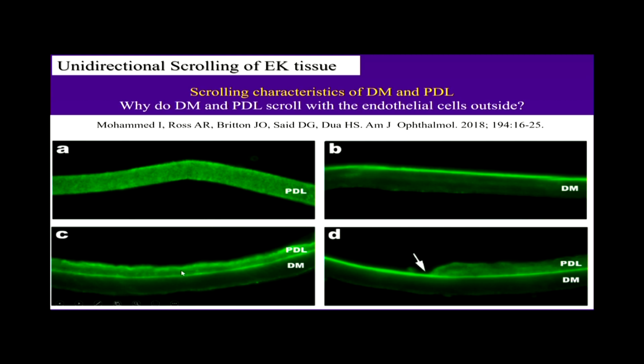Here what you can see is this is PDEK tissue. So the pre-Descemet's layer is there. There's the band of the Descemet's membrane, and here you can see where half of the pre-Descemet's layer has been taken away. So you can see that's PDEK tissue here, and that's DMEK tissue.